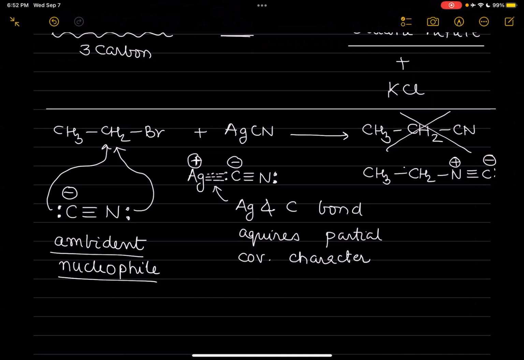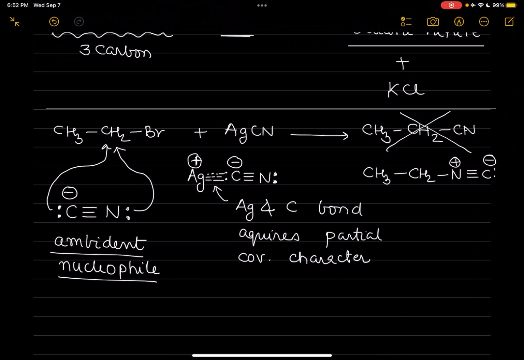Or if CN minus carbon is attacking, then you need to write the upper structure. Is it clear? Anushka, yes sir, understood. Imad, what's your doubt? No, actually same, sir. I also didn't understand ambident. Yeah, I will give one more example.